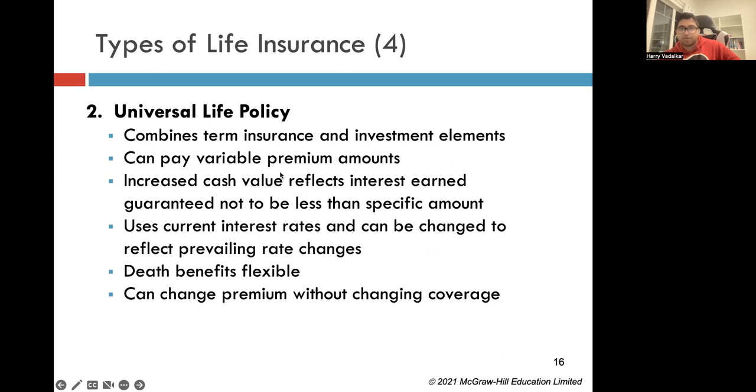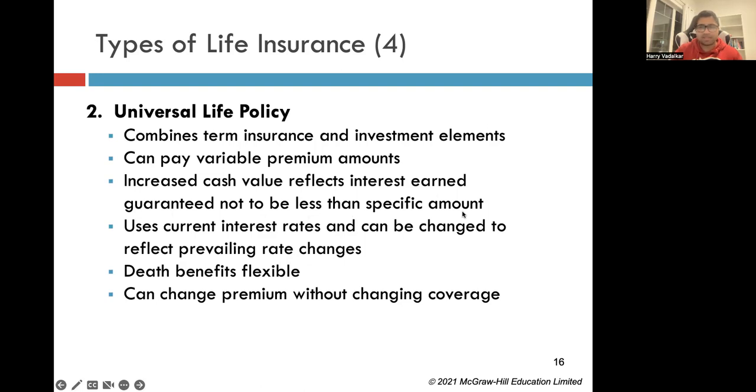You can pay variable premium amounts, because the insurance premiums are fixed, right? So there are two parts to the monthly premium you pay. Some part of it goes to the insurance, right? That is fixed. But that investment part, you can put more or put less depending on your budget. So it is kind of combining insurance and investments. Okay. Increased cash value reflects interest earned, guaranteed not to be less than a specified amount. So these are good tools for saving money.